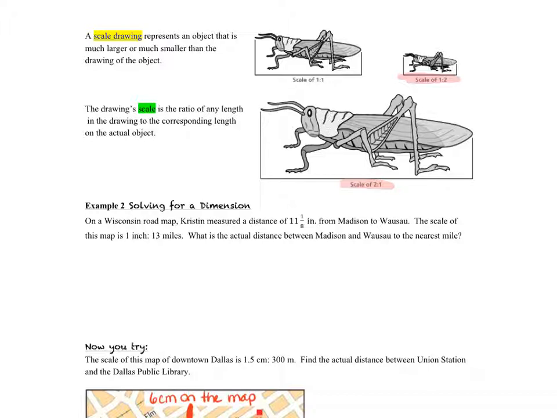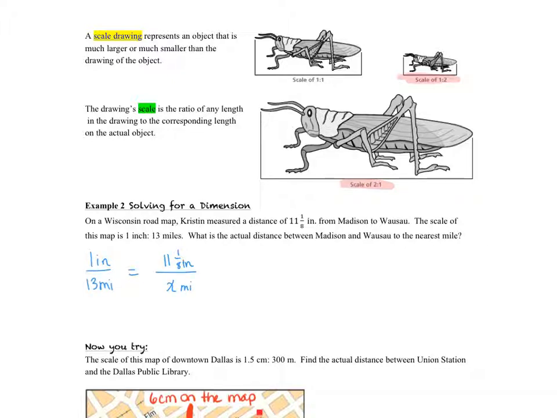On a Wisconsin road map, Kristen measured a distance of 11 1/8 inches from Madison to Wausau. The scale of this map is 1 inch equals 13 miles. I'm going to start with my scale. 1 inch over 13 miles is equal to, I'm going to put inches up top, so it's lined up with the 1 inch, over x miles.